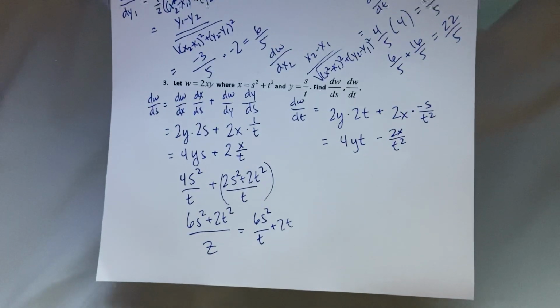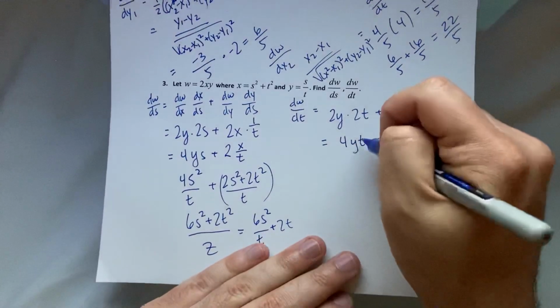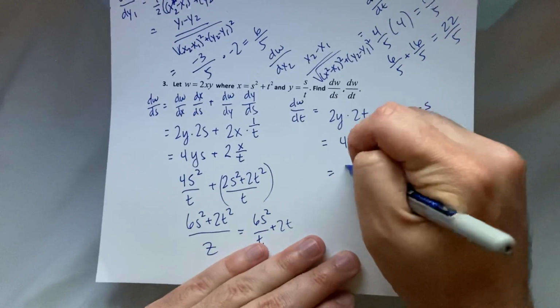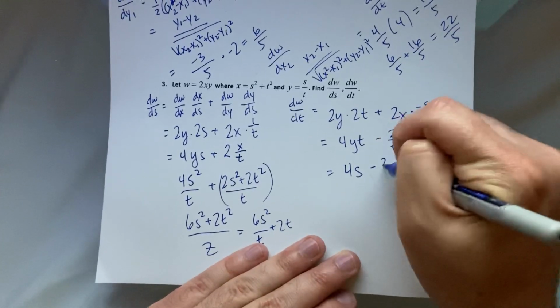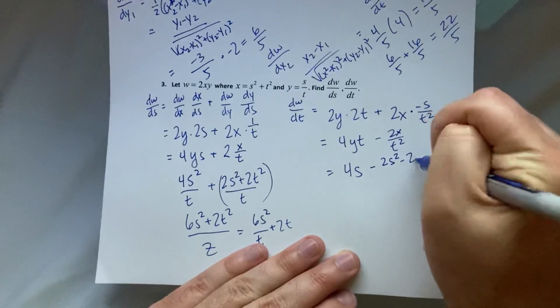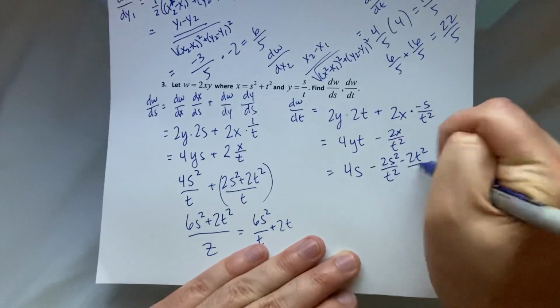And we sub. Y is s over t times t, so it should just be 4s. X is s squared plus t squared, so minus 2s squared minus 2t squared. Both of these are over t squared.